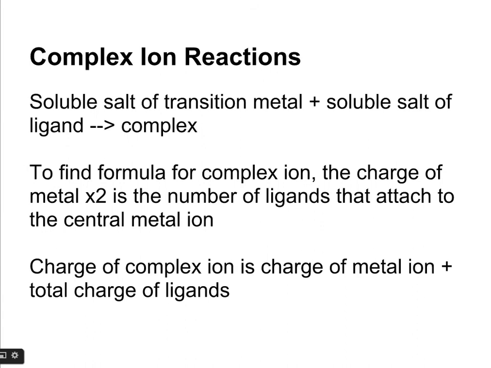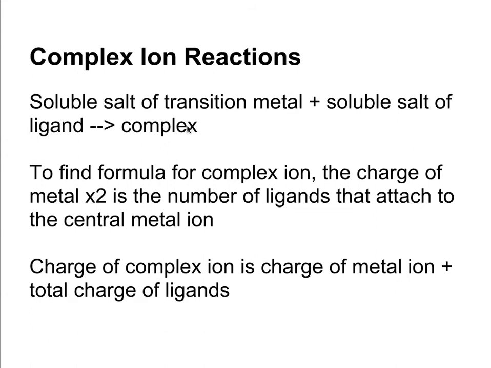These are the rules for writing a complex ion reaction. Usually you're going to have some sort of soluble salt of the transition metal plus the soluble salt of the ligand, and it's going to form the complex ion. To find the formula for the complex ion, you take the charge of the metal multiplied by 2, and that's going to be the number of ligands that attach to the central metal ion.